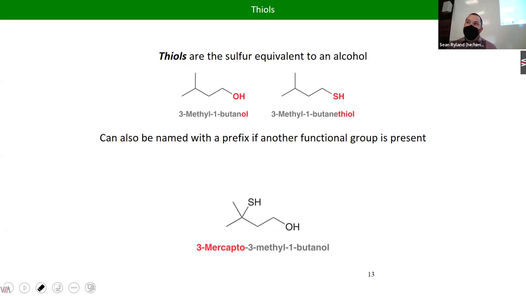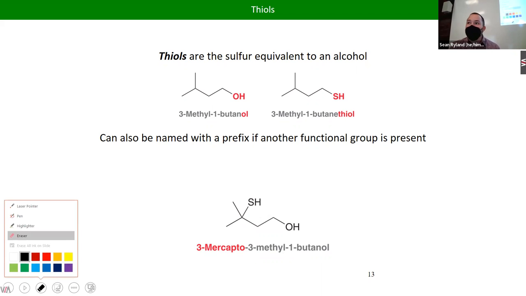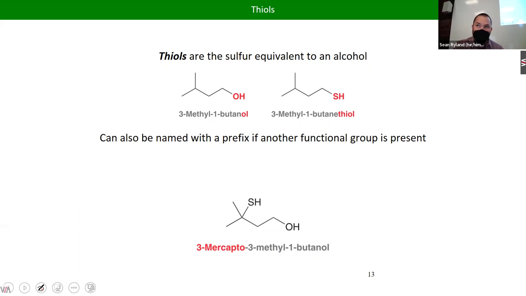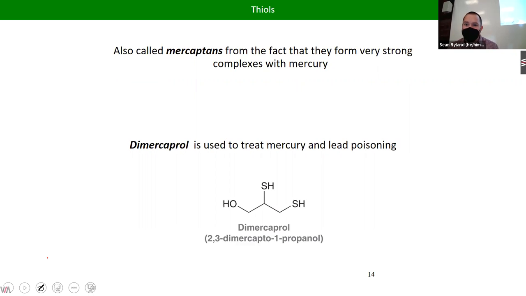Sulfur-based compounds were used to treat mercury poisoning. It could form really, really strong attractive forces to mercury ions that were in solution. And so even before they knew what they were doing, before anybody knew anything about biochemistry, they realized you could treat mercury poisoning with sulfur-based compounds. And so they called them mercaptans, which is another name for thiols, our next functional group. Mercaptans, because they basically capture the mercury.